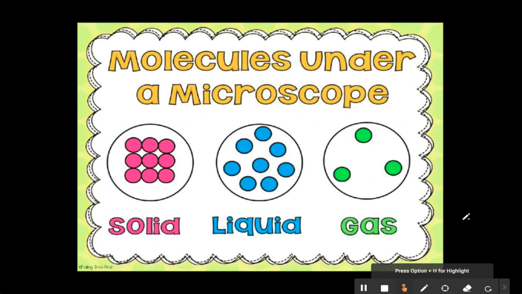Everything on Earth is made up of molecules, and molecules are so super tiny that you would need a very powerful microscope to see them. Molecules are always moving. So things that are solids, like your desk, have molecules. Liquids, like water and soda, have molecules. And gas, like oxygen you breathe, has molecules.